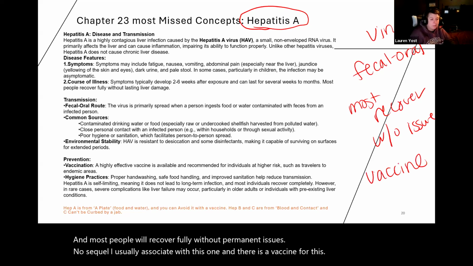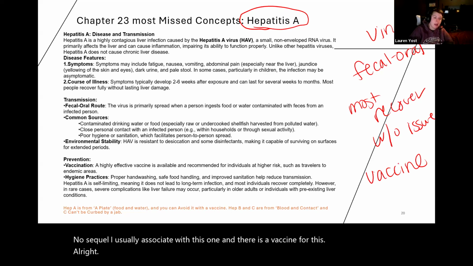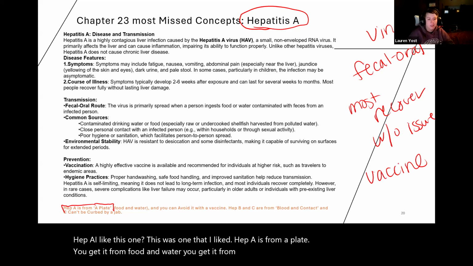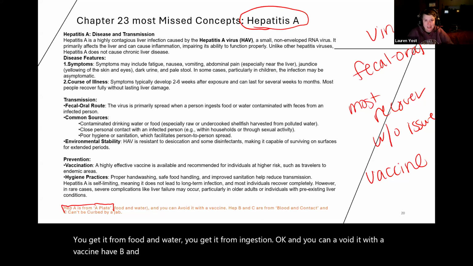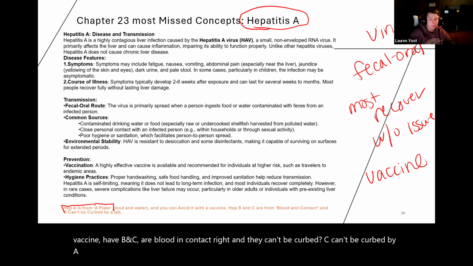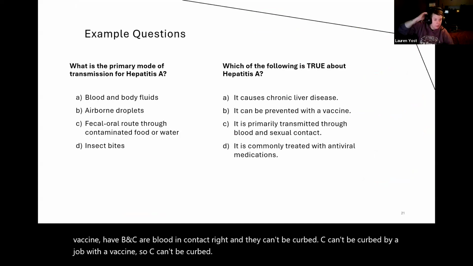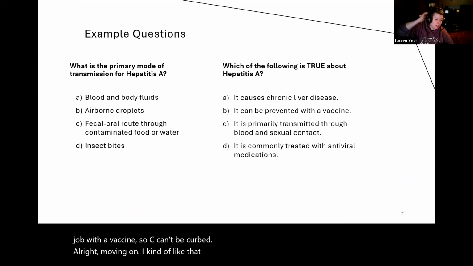All right. Hep A, okay, I like this one. Hep A is from a plate. You get it from food and water. You get it from ingestion, okay? And you can avoid it with a vaccine. Hep B and C are blood and contact, right? And C can't be curbed by a jab with a vaccine. All right, moving on. I kind of like that one. That wasn't the worst one that I have on there.